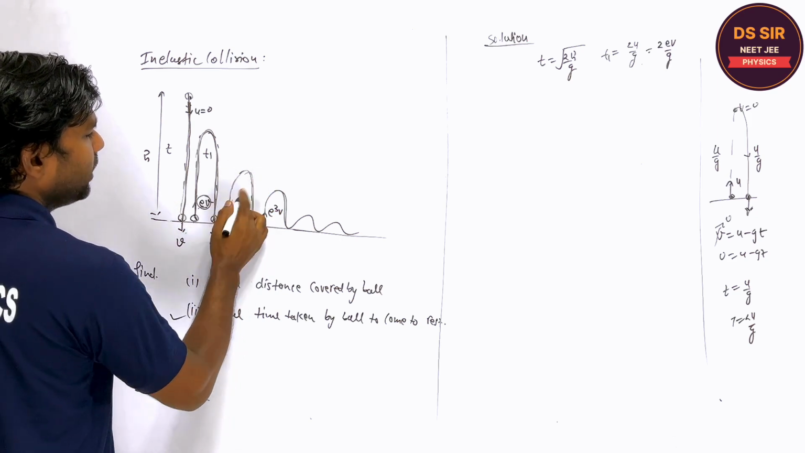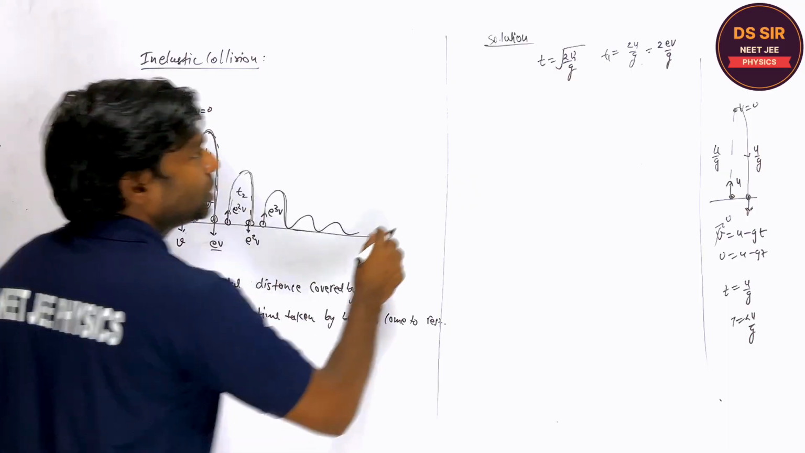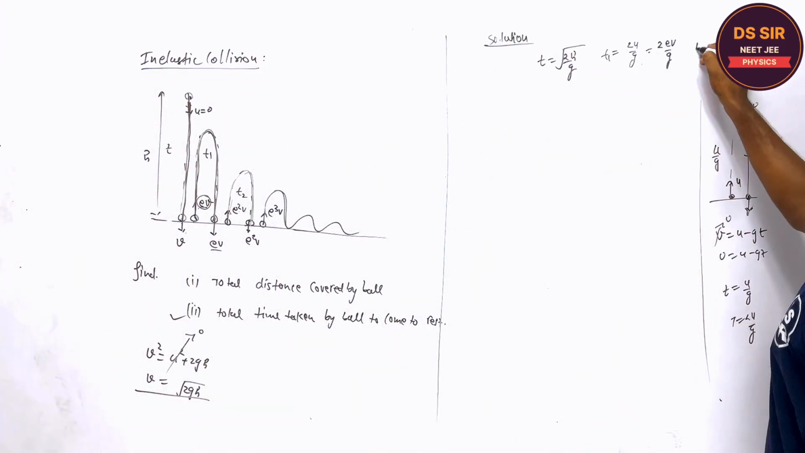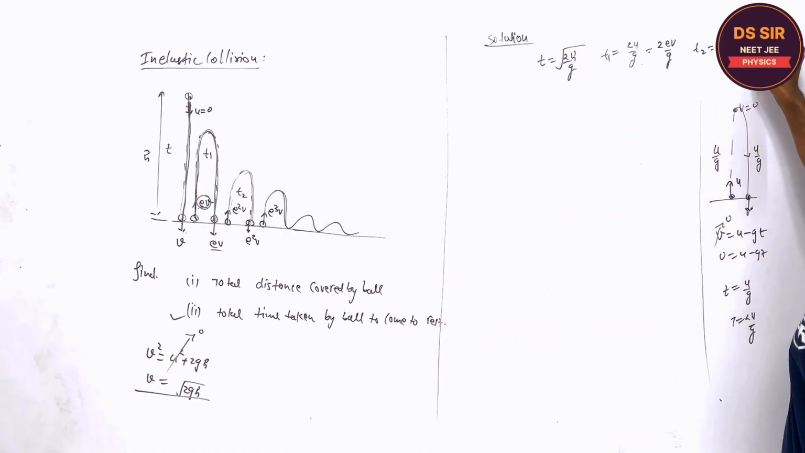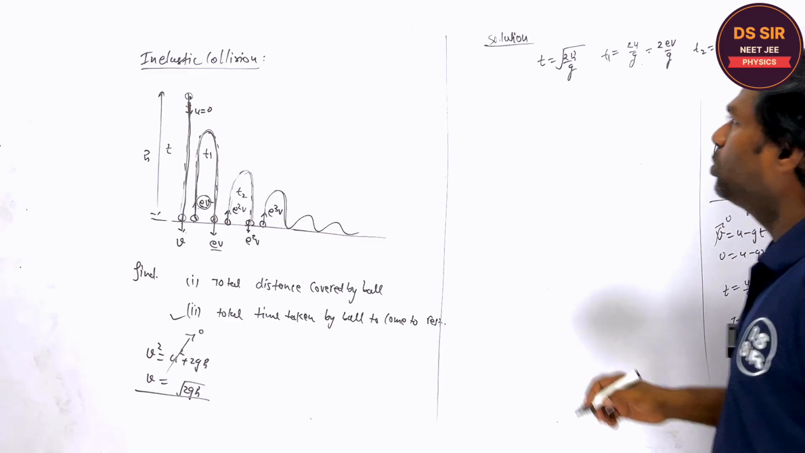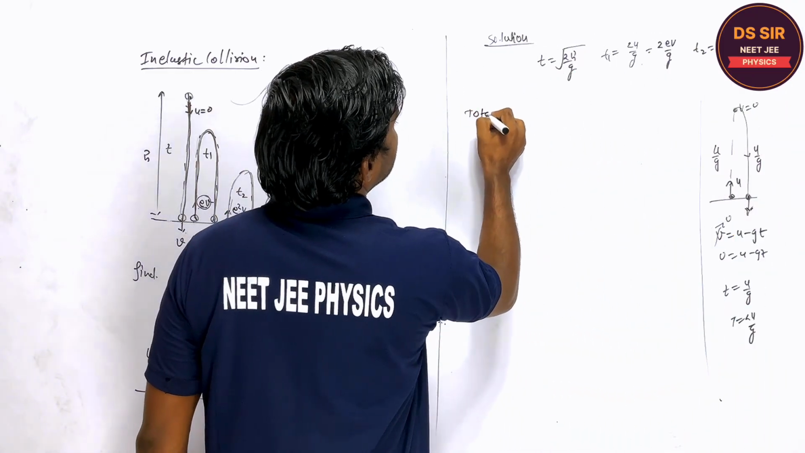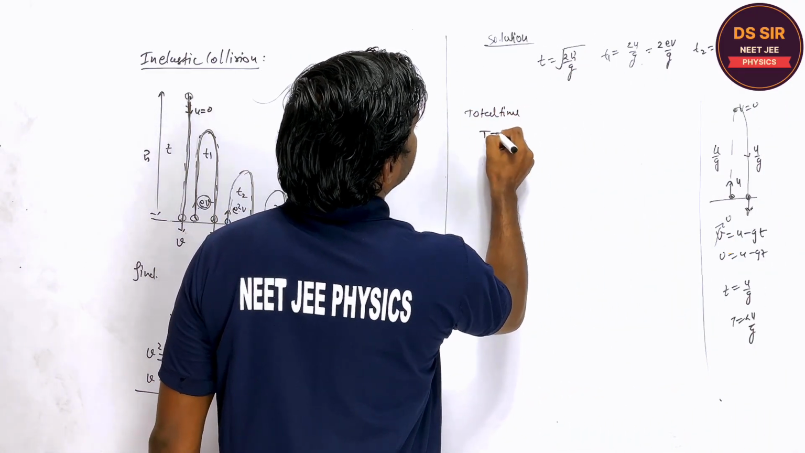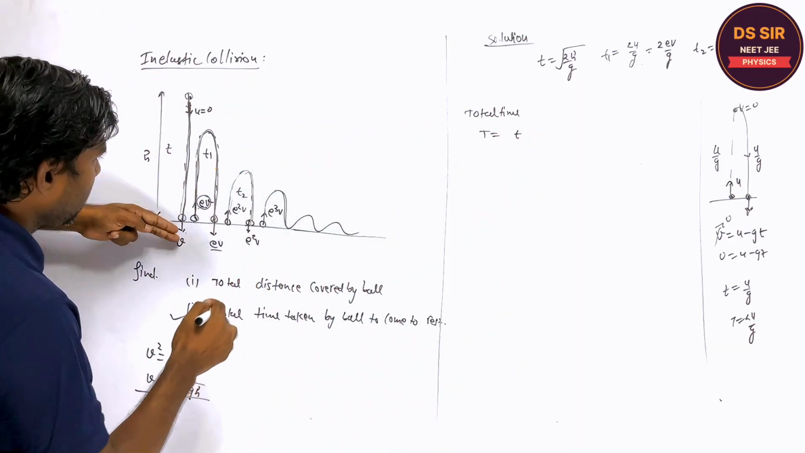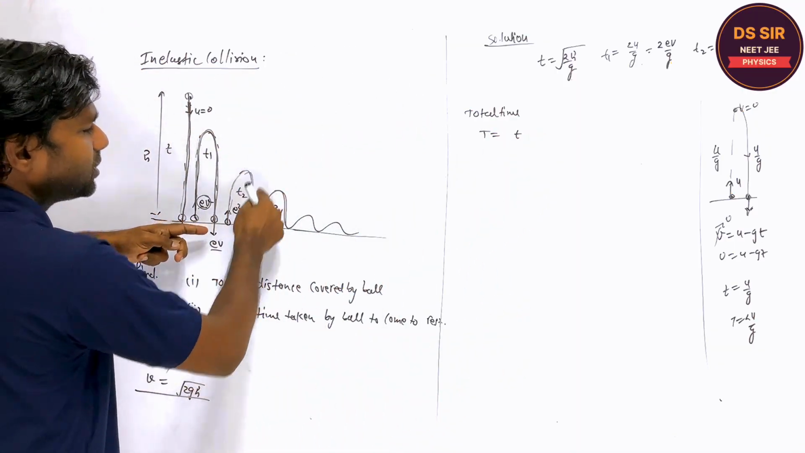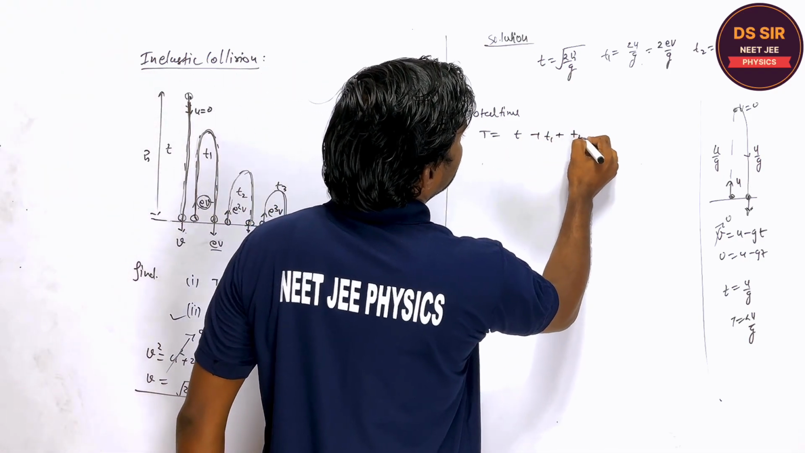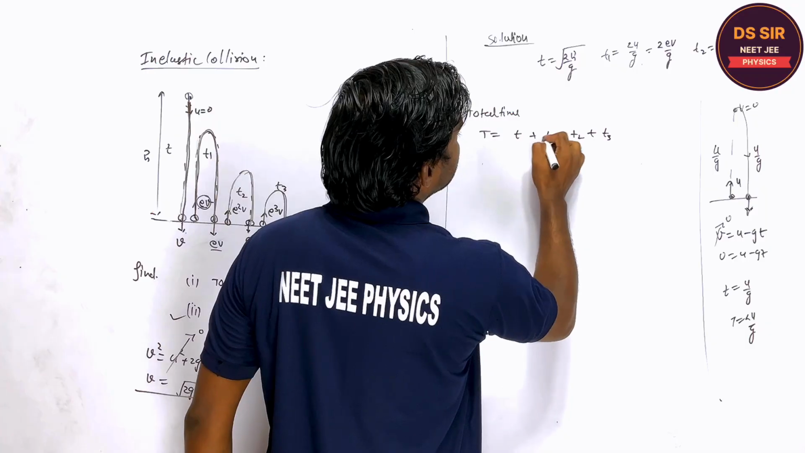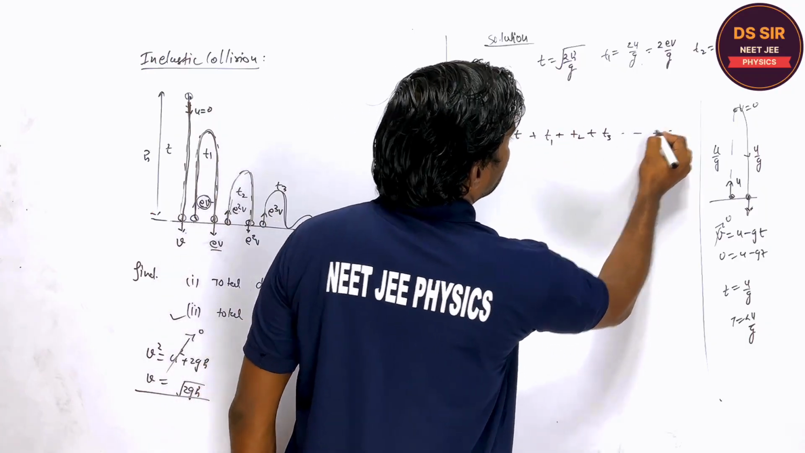So what is the time taken in the second rebound? So t2. What is t2? Say t2 is equal to 2 times e square v upon g, right? In the same way, that's it. So how to find the total time? The total time taken, capital T, is equal to t, this is the time, plus t1 plus t2 plus t3. Is it clear or not? This is the total time.